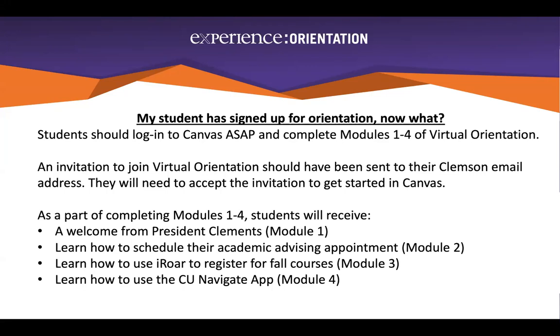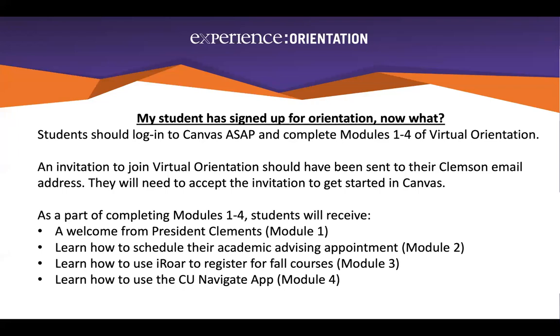Module 3 is all about our course registration system called iRoar. Our orientation ambassadors have developed 3 tutorials that are designed to help students learn how to use iRoar in advance of their course registration block. This way, they're ready to go to sign up for fall courses during their course registration block.